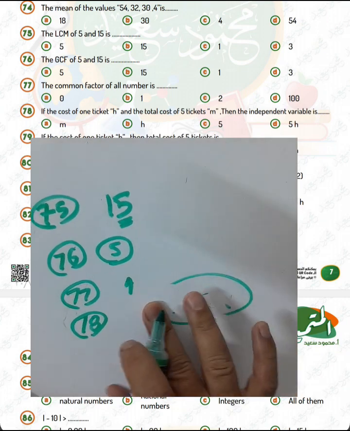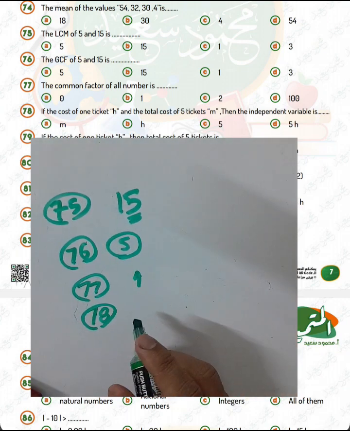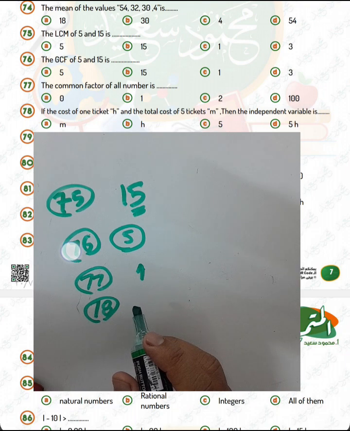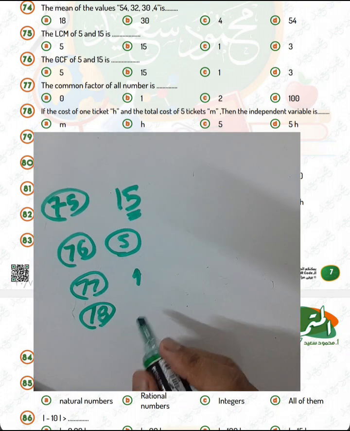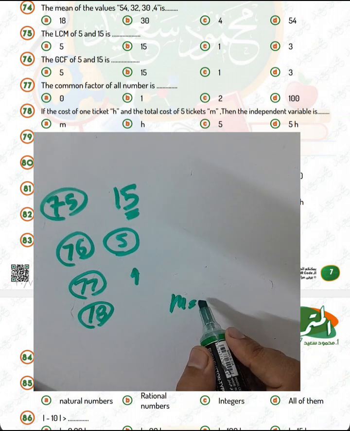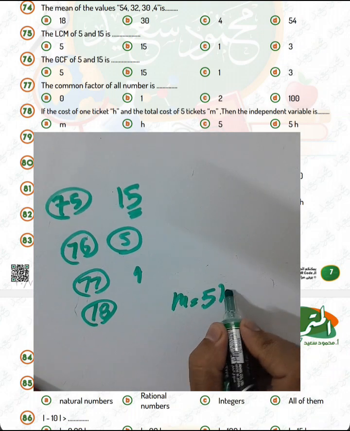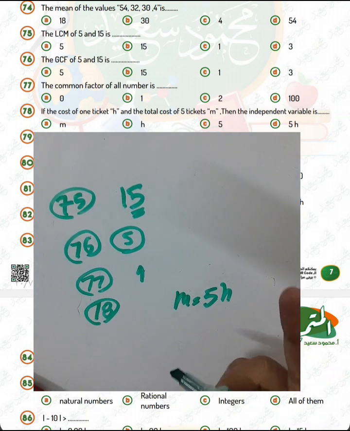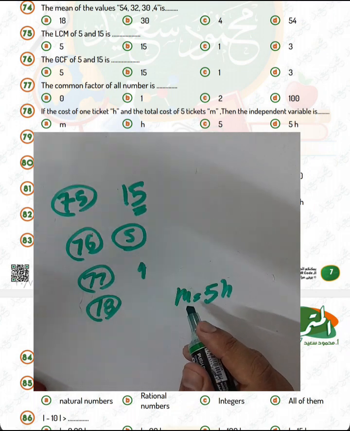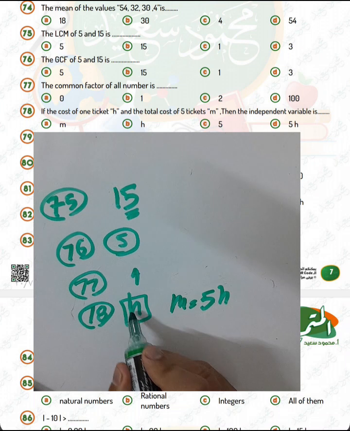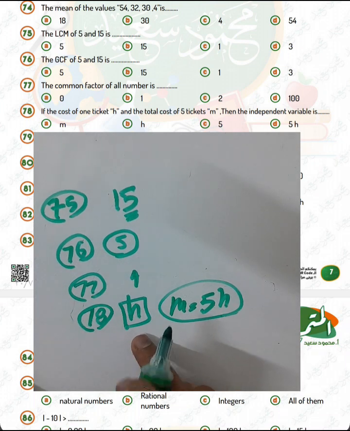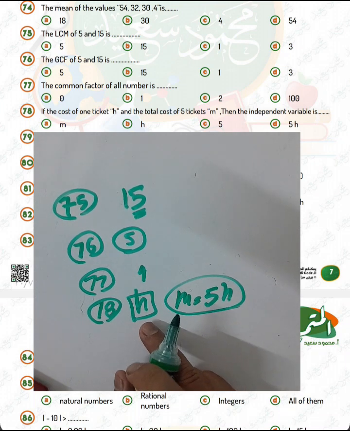Again, repeat with me here. If the cost of one ticket is h, and the total cost of 5 tickets is m, then m will be 5 multiplied by h, because h refers to the cost of one ticket. Then we find the independent variable here, it will be h. H is independent. Choose letter B.